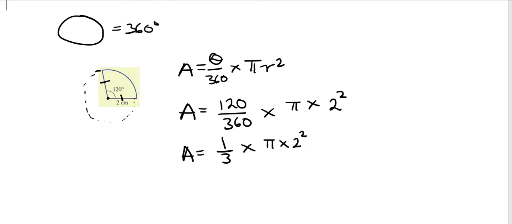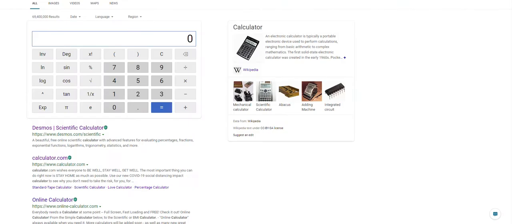Now 2 squared is 4, so I might as well write that down too. At this point, you can just put it straight into your calculator. We can fix up our working out. I've got a third on top, so I can write it like this, pi times 4, and then I'm just dividing by 3. So let's put this into our calculator. Pi times 4, I'll push equals, then that's a full circle, but I want a third of that. So divide it by 3, and I'm left with this.